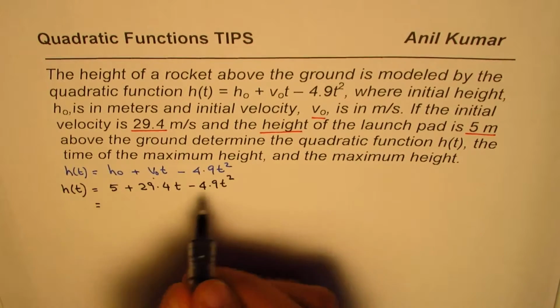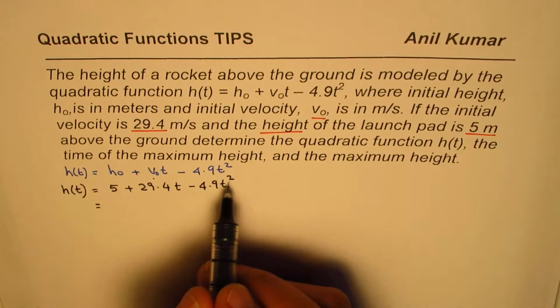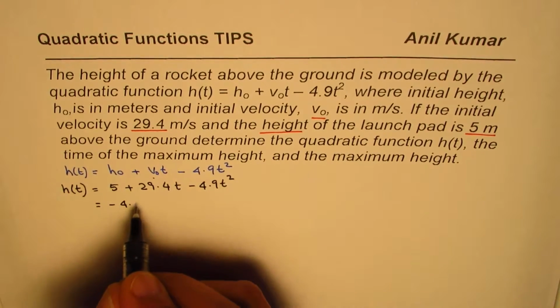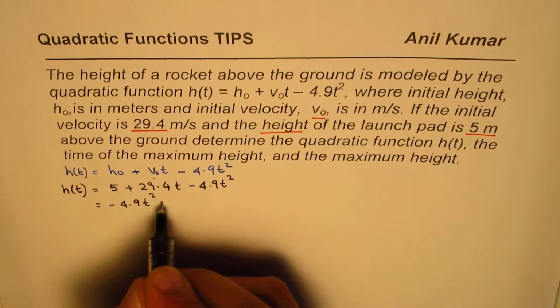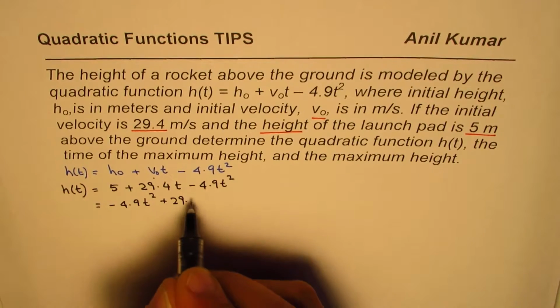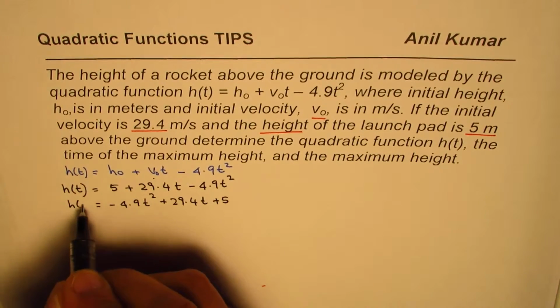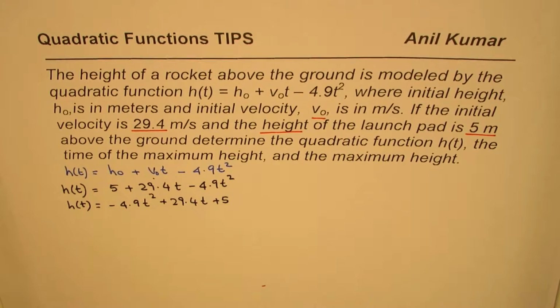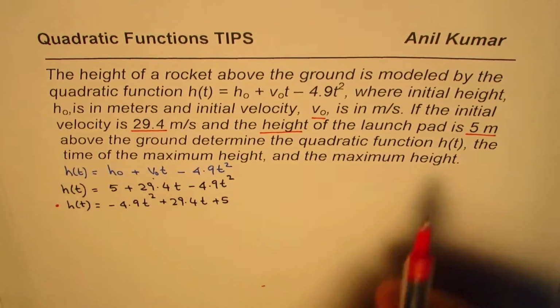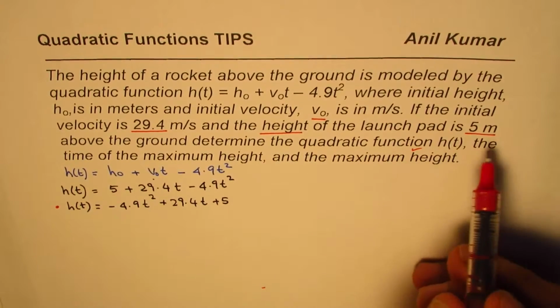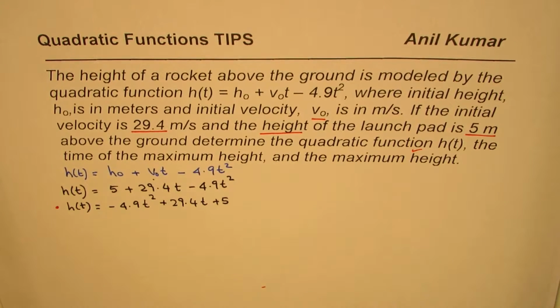It is normally better to write with highest degree first, so we'll write −4.9t² + 29.4t + 5. So that becomes the answer for the first part, correct? Now, we have to find the maximum height and the time when it goes to that height. So you could do that by completing the squares. Let's adopt this method now.